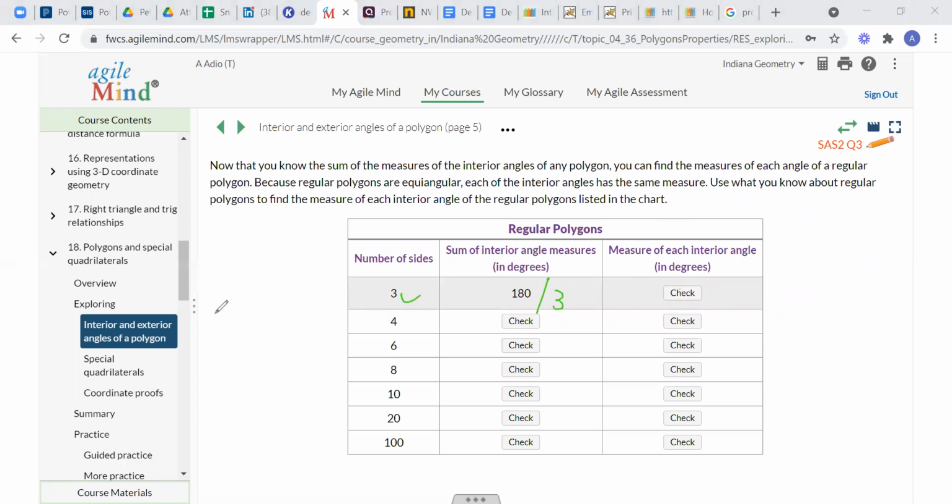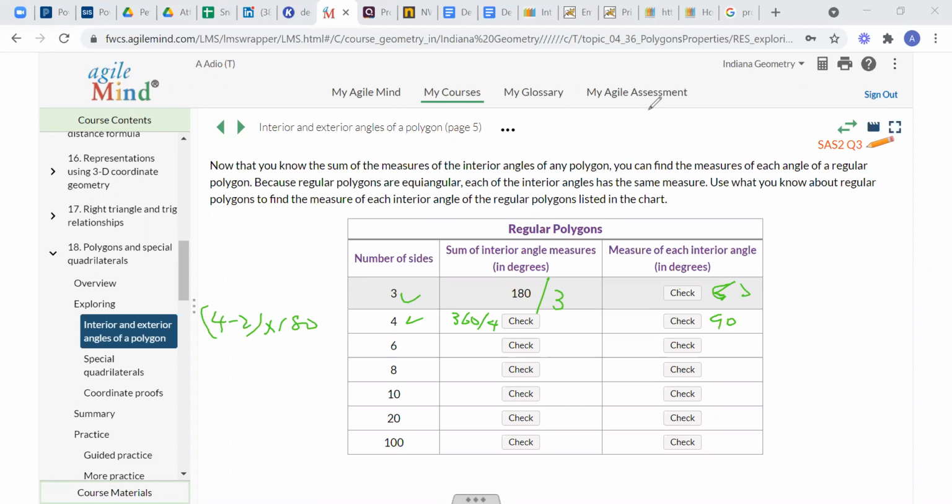And if it's 4-sided, it's going to be 4 minus 2 times 180. 4 minus 2 is 2. 2 times 180, that's 360. And then divided by the number of sides, 360 divided by 4, that will be 90. This is going to be 60. And the numbers go on like that.